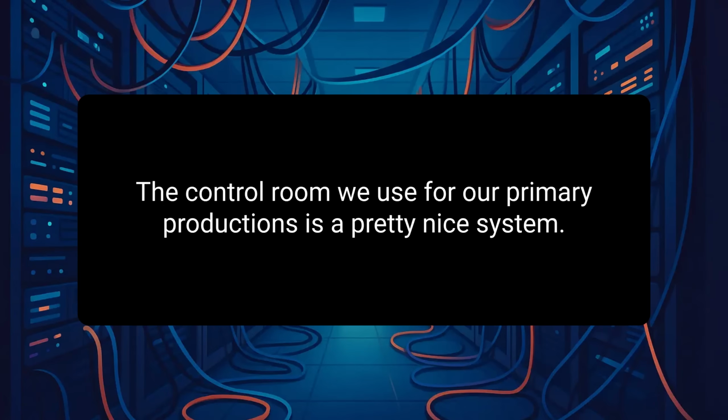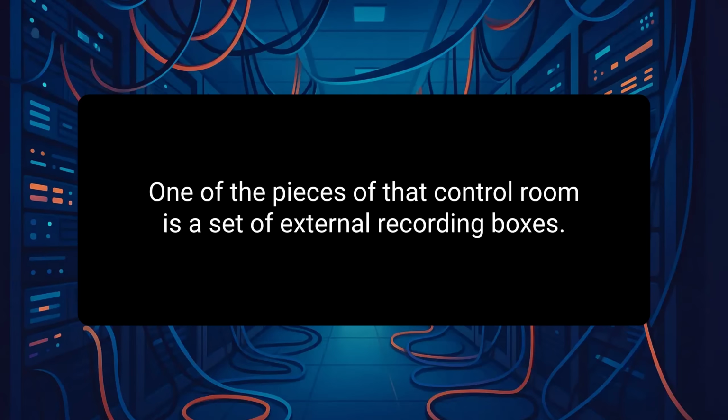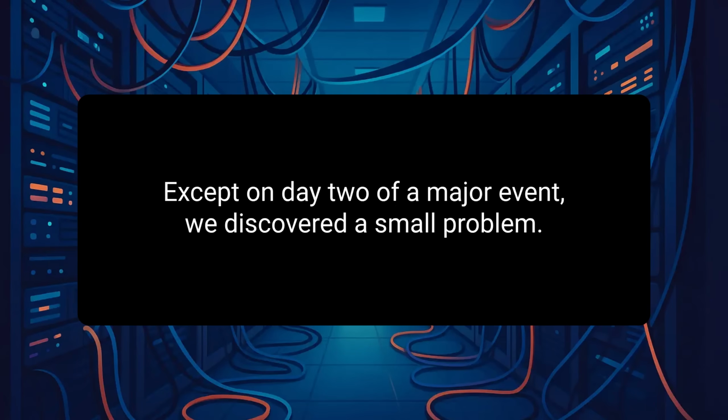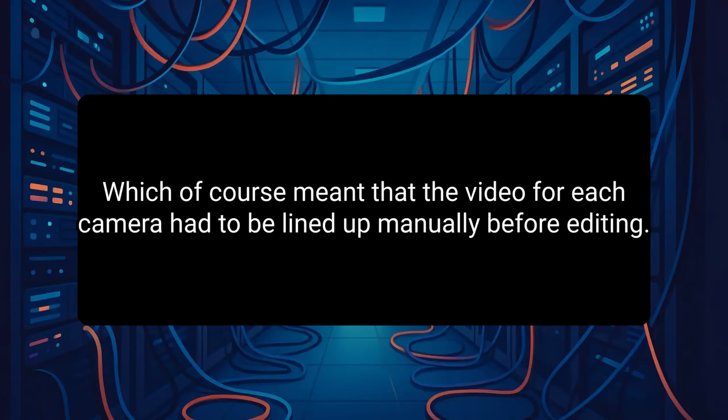The control room we use for our primary productions is a pretty nice system. Some of the gear is temperamental on startup, admittedly, but once it's up and running, it's set. One of the pieces of that control room is a set of external recording boxes. These are our primary record source with a backup recorder in case of failure. Except on day 2 of a major event, we discovered a small problem. The timecode didn't match between the units, which of course meant that the video for each camera had to be lined up manually before editing.